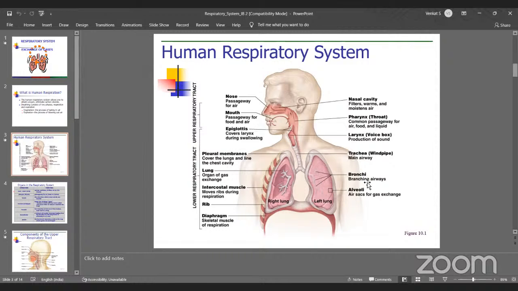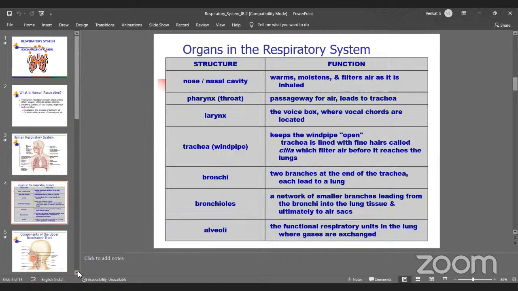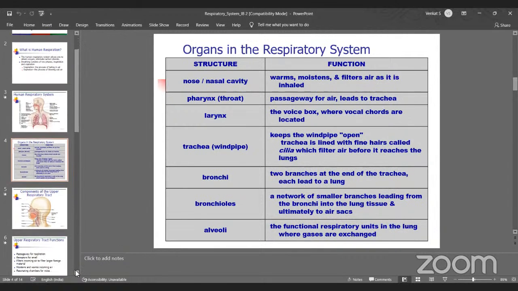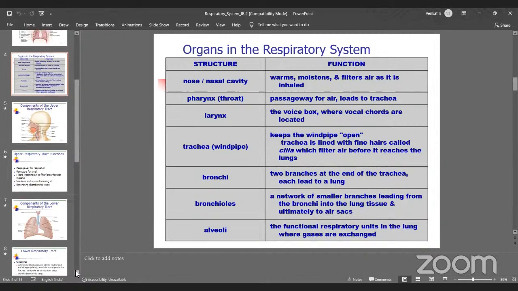Next one, bronchi, branching airways. Then intercostal muscles move ribs during respiration. This is the alveoli, air sacs for gas exchange. This is the ribs, right lung and left lung, diaphragm, skeletal muscles of respiration. So see, organs in the respiratory system.